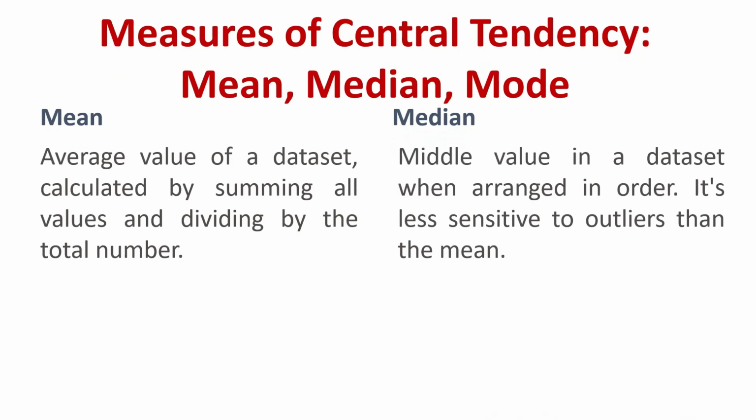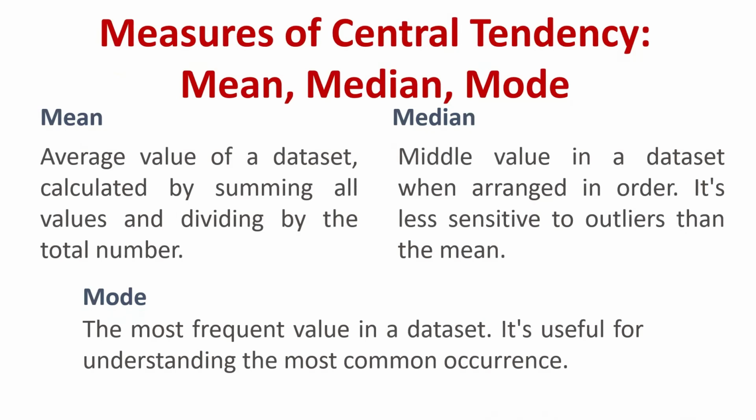The median is the middle value in a dataset when arranged in order. If you have the heights of 11 students, to get the median, you will need first to arrange all of the heights in order, and then we will get the value that is in the middle, which is value number 6. Mode is the most frequent value, the value that is repeated most often in your data set. And this is very useful to understand the most common occurrence in your data set.